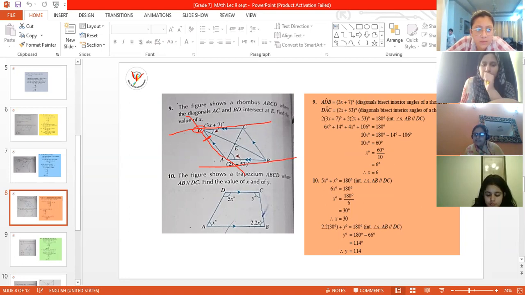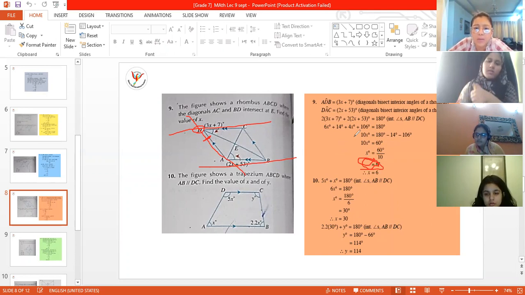And what will be angle A? Again, the diagonal is bisecting the interior angle of the rhombus. It means that whatever the half part is, the other part will also be the same. A will be 2x plus 53, 2x plus 53, right? Now these two are interior angles, and the sum of interior angles is equal to 180 degrees. You can solve for the value of x, which is 6 degrees.